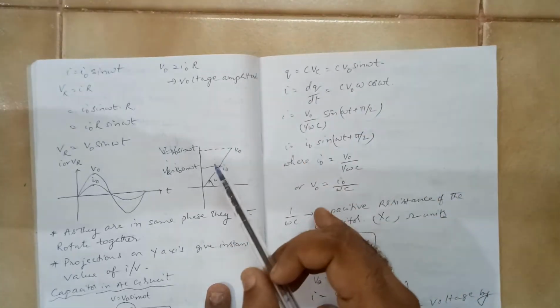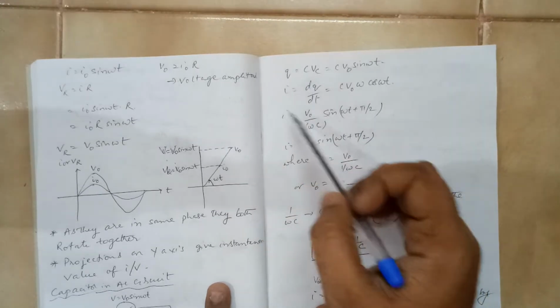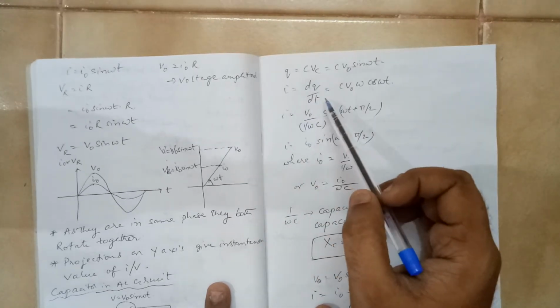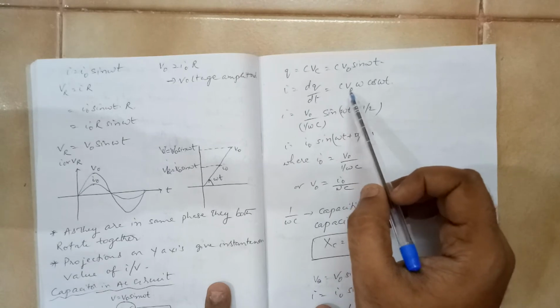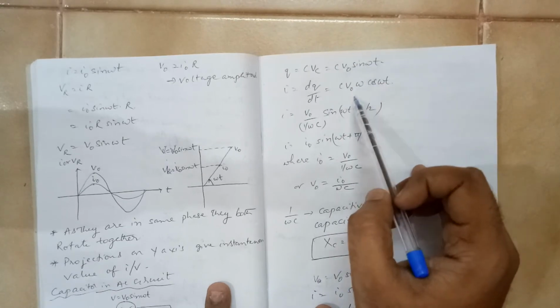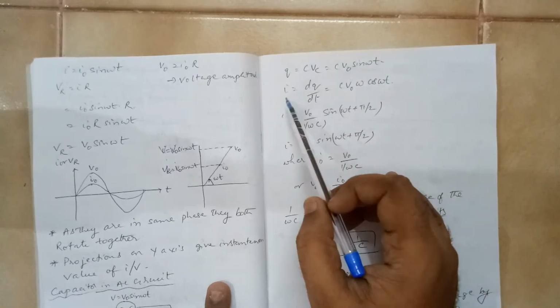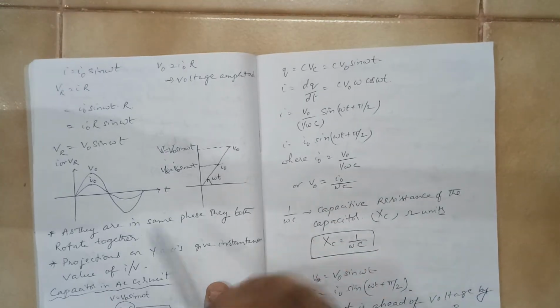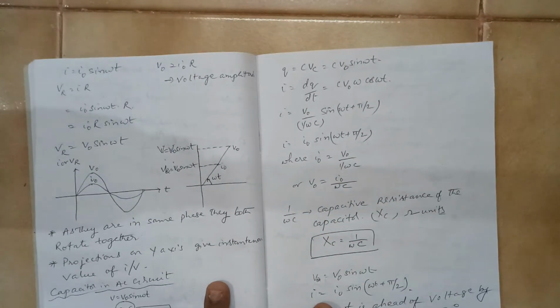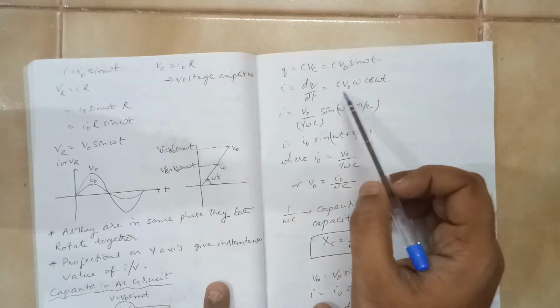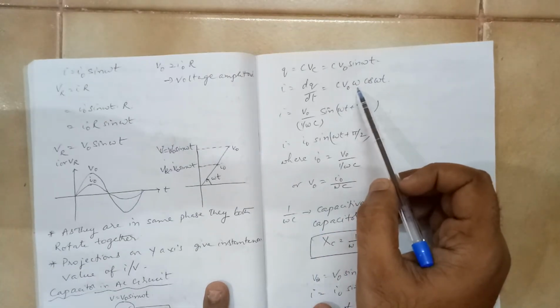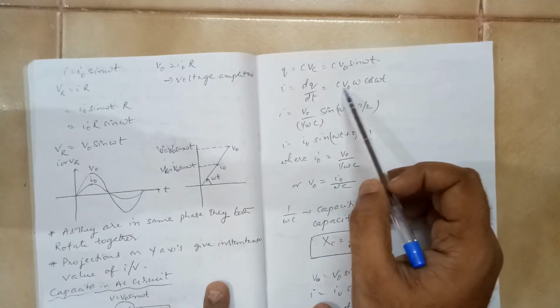If you differentiate charge, what you will get? You will get current. So differentiate this equation. When you differentiate, you get C V0, and this part becomes omega cos omega t. That is the value of I. So I variation is a cosine here. Now the same equation: V0 into C omega, or omega C V0.